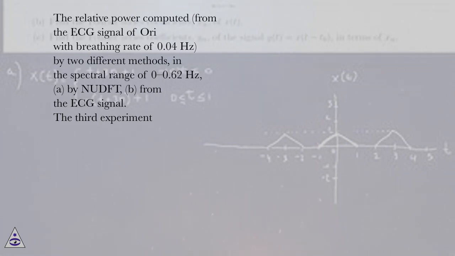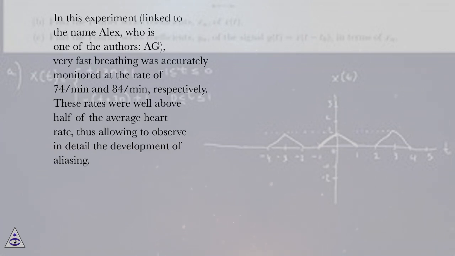The third experiment. In this experiment, linked to the name Alex, who is one of the authors, AG, very fast breathing was accurately monitored at the rate of 74 per minute and 84 per minute, respectively. These rates were well above half of the average heart rate, thus allowing to observe in detail the development of aliasing.